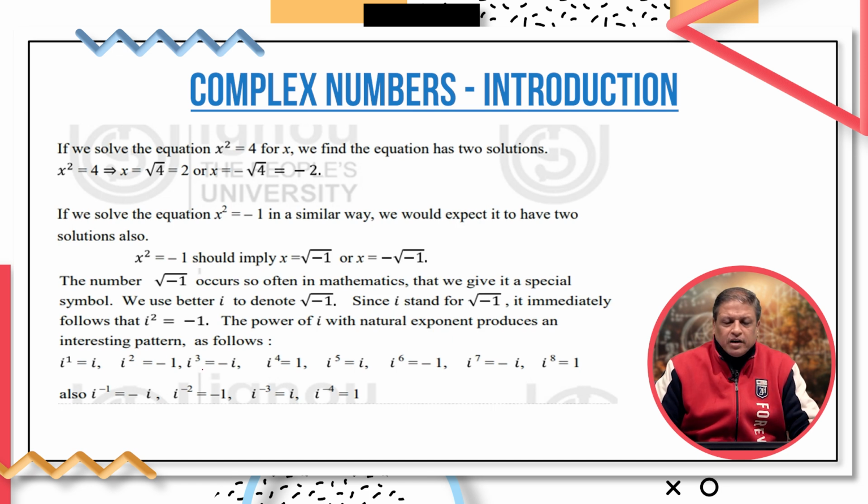So, to have a better understanding, say we have an equation x square equal to 4. We are supposed to find the solution of this equation. Then the solution will be x equal to plus minus square root of 4, that means we will have plus minus 2 as the solution. But what if the equation is x square equal to -1? Then the solution will be x equal to square root of -1 and minus square root of -1.